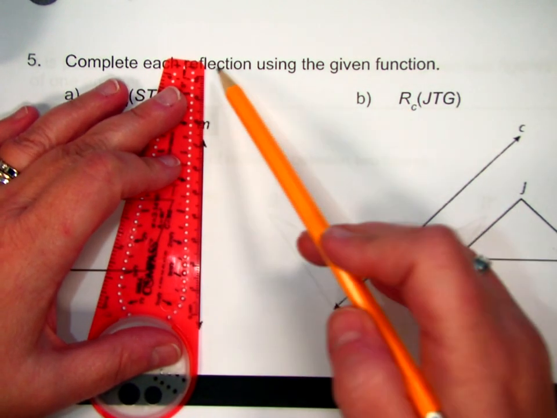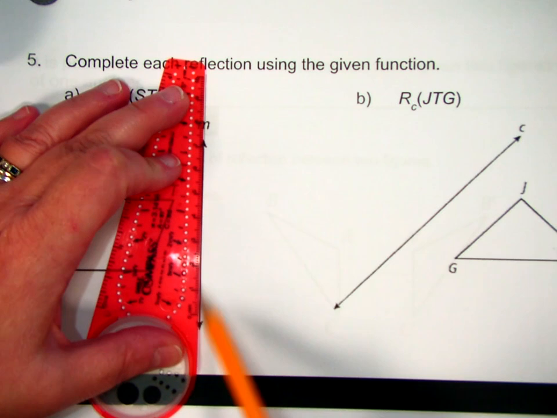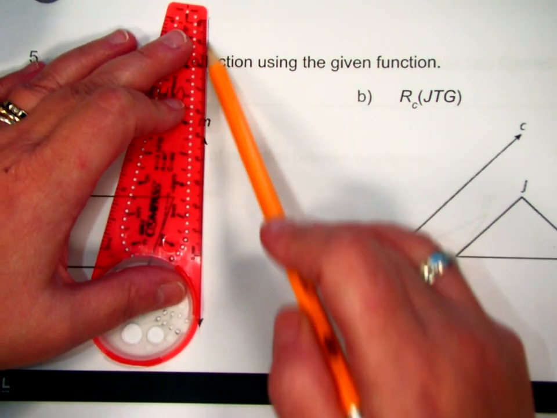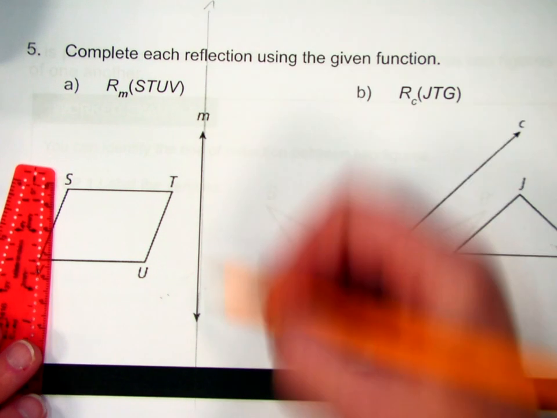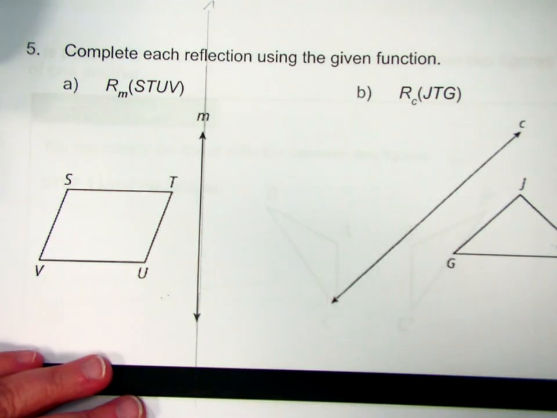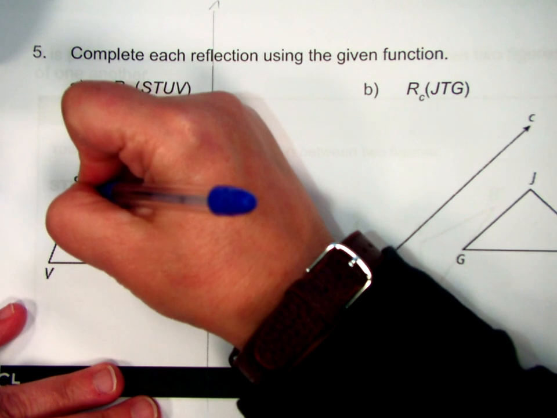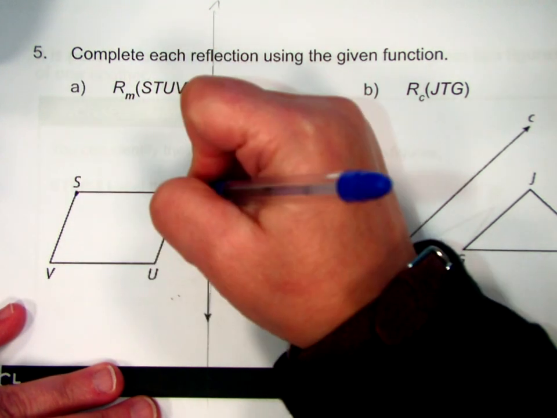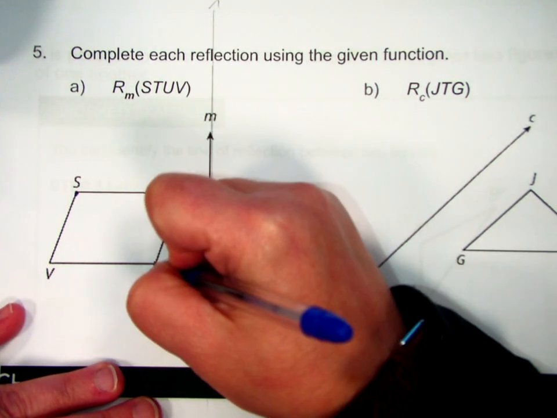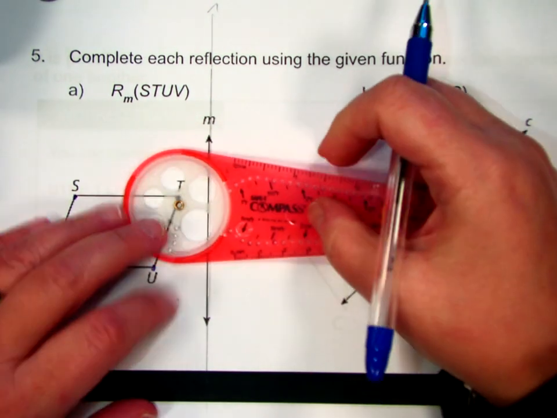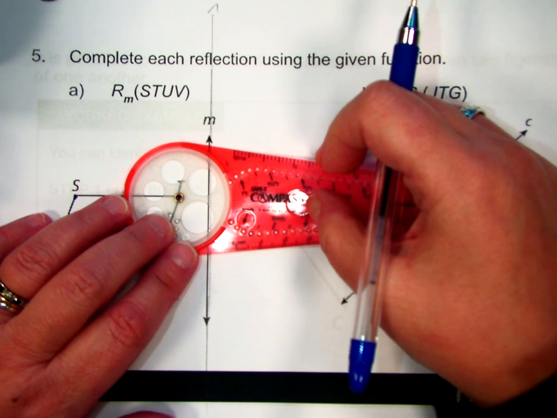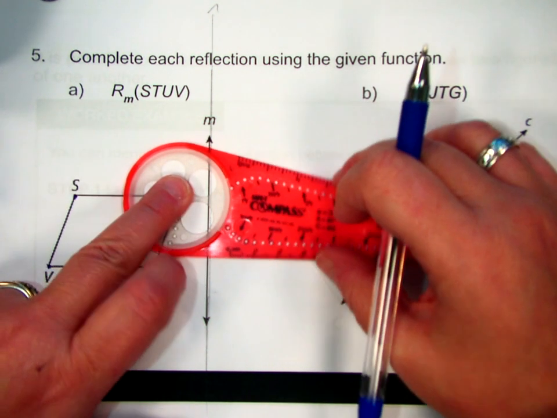And again, I'm going to extend my line out, okay? Okay, so if there aren't points, put points, dots on your figure. That should be your first step. Now I'm going to take my protractor and put it on T. You can start at any point, but I'm going to pick this one.